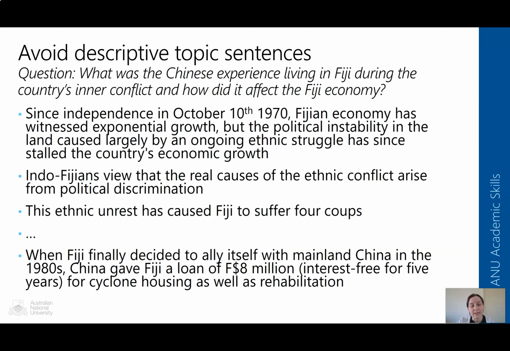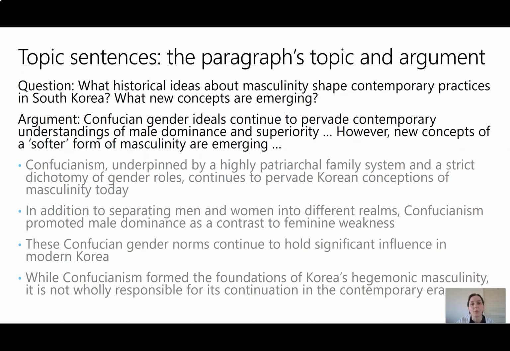These topic sentences are giving facts. They're giving information, but they don't actually tell me anything about what the Chinese experience was like. So it's not directly answering the question. So these are very descriptive topic sentences. They might be accurate, but they don't answer the question. So what you want to do is make sure that your topic sentences answer the question. They need to show the topic of that paragraph and how it answers the question.